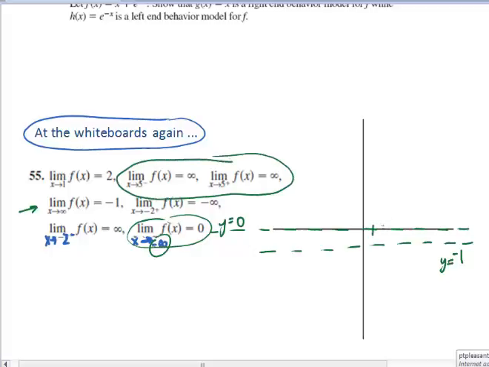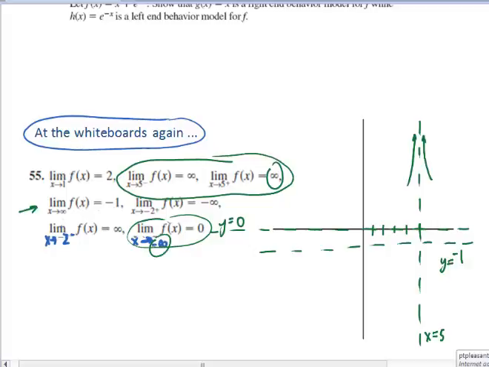So I'm going to mark out my vertical asymptote at x equals 5. And I'm going to know that from the left side of 5, I'm going to head off to infinity. And from the right side of 5, I'm going to head off to infinity. So I have two graphs that look like that.